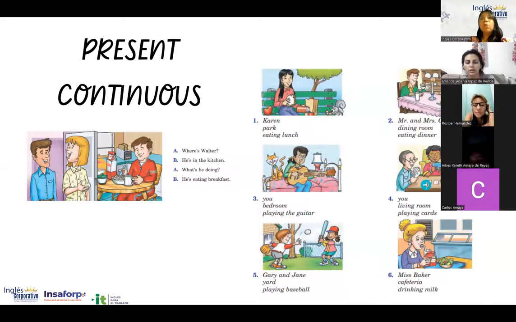What are they doing? They are playing cards in the living room. Excellent. They are playing cards in the living room. Excellent. Very good. Number five, Gary and Jane. What are Gary and Jane doing? Excellent. So what are they doing, guys? They are playing in the yard. And what are they playing? Softball. They are playing baseball in the yard. Yes, they are playing baseball.